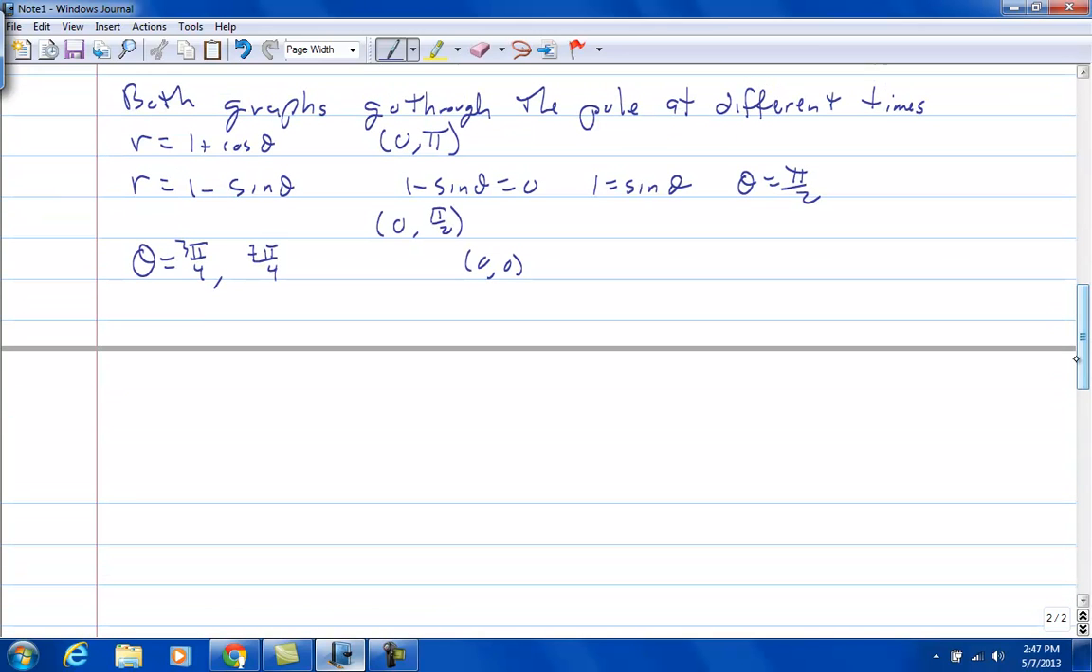So let's go ahead and say, okay, r equals 1 plus cosine theta. For theta being 3 pi over 4, r equals 1 plus cosine 3 pi over 4, which is going to be 1 minus square root of 2 over 2, which would end up being 2 minus the square root of 2 over 2. And the other one, r equals 1 plus cosine theta, for theta being 7 pi over 4.